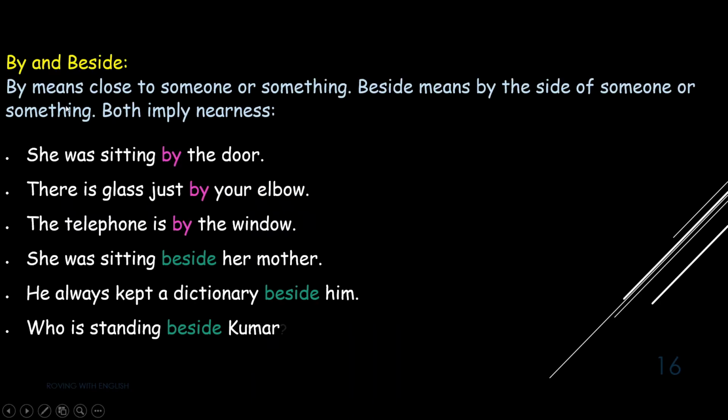By and beside. By means close to someone or something. Beside means by the side of someone or something. And both imply nearness. Like, she was sitting by the door. There's glass just by your elbow. The telephone is by the window. She was sitting beside her mother. He always kept a dictionary beside him. Who's standing beside Kumar?